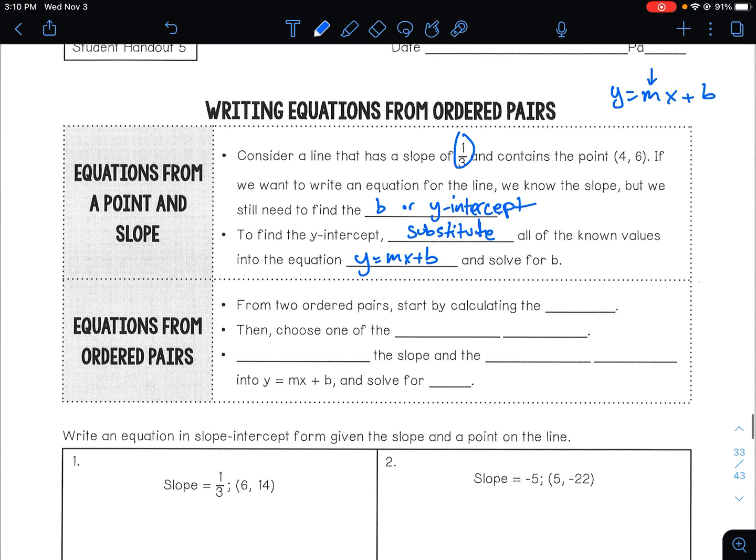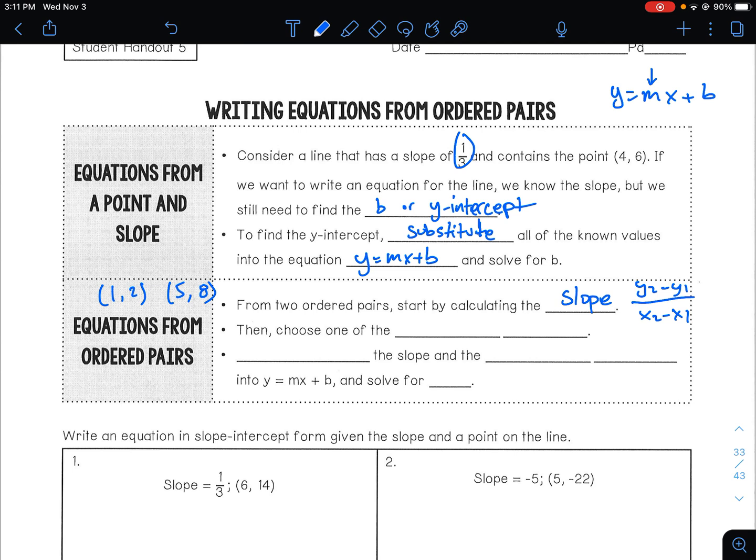And we're also going to look at some examples of writing equations from ordered pairs. So from two ordered pairs, start by calculating the slope. If we're given two ordered pairs like, I don't know, (1, 2) and (5, 8), how do we write an equation from that? We need to find the slope first, and that's by calculating the slope, which can be found by doing y2 minus y1 over x2 minus x1.